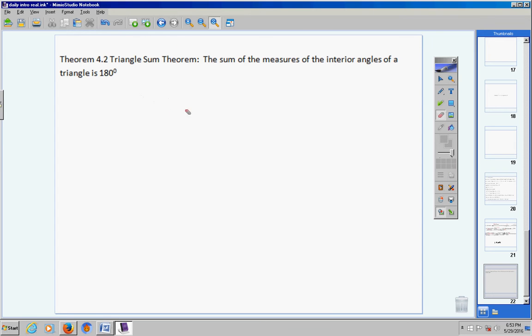Okay? Let me quickly show you how to do this. You did a really good job. You set up your given. You said you're given a triangle. That's good. And you said you're going to prove that angles 1 plus 2 plus 3 equals 180. Great job. To you, that might be really simple, but a lot of students struggle with getting the given and the prove part, okay?